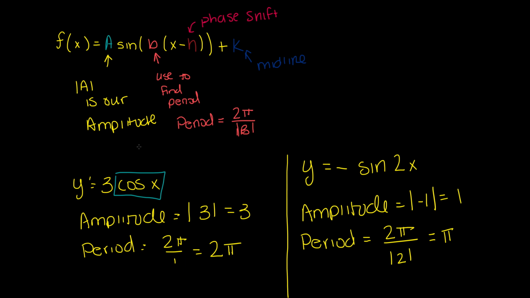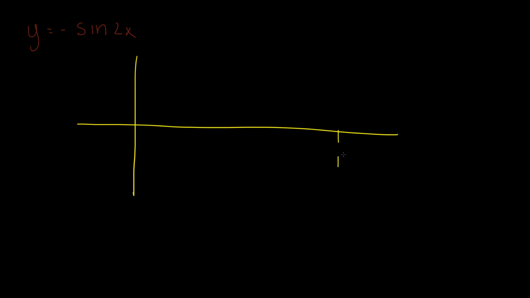If I were to actually graph this, I will graph it here. Let me delete everything there. y equals negative sine of 2x. Don't ask why I changed the colors. This would be pi, because again my period is pi.